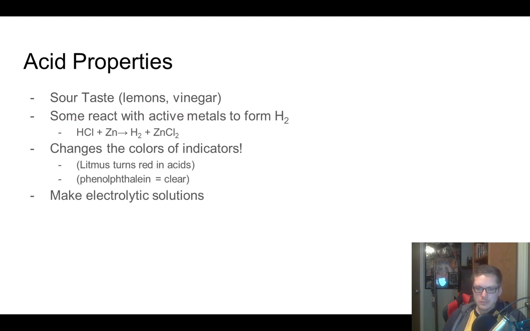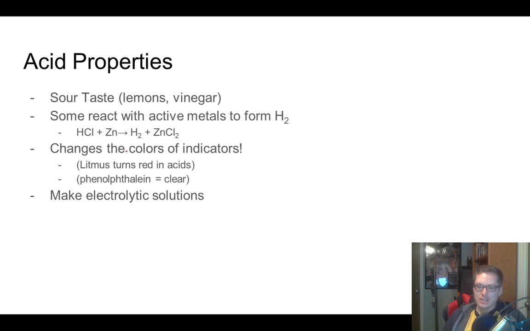They react with active metals to form hydrogen gas. We've done this reaction so many times this year. It's ridiculous, because playing with hydrogen is a lot of fun because it burns and pops and sizzles and all that stuff. So hydrochloric acid, there's your acid. It reacts with zinc to form your hydrogen gas.